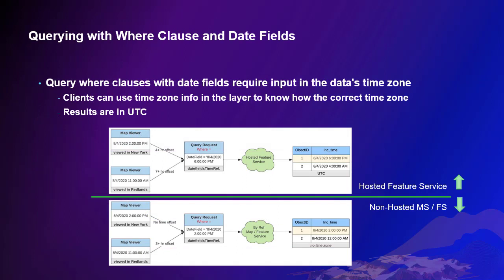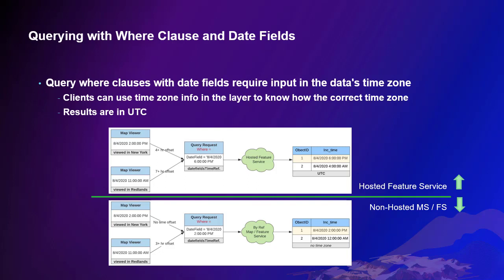When creating queries with a where clause that includes a date field value, clients must send the date values in the time zone of the data. This is because the feature and map service send the where clause directly to the database. Results are then processed and date values returned in UTC, just like all query responses. In the examples in the diagram, you can see how the application's query control takes the date values in the local time, but then converts it to the time zone of the data when sending the query request's where clause.